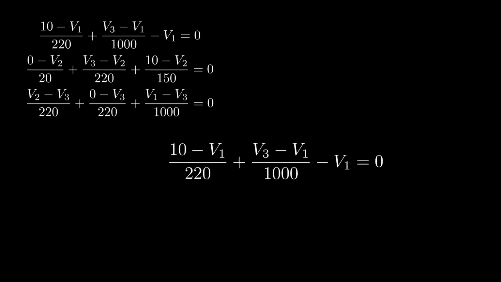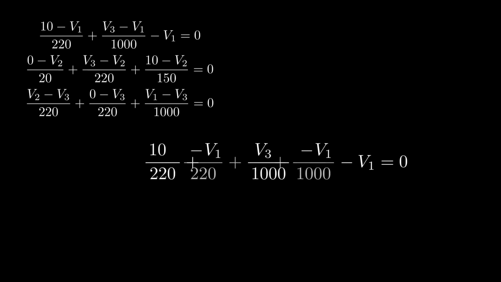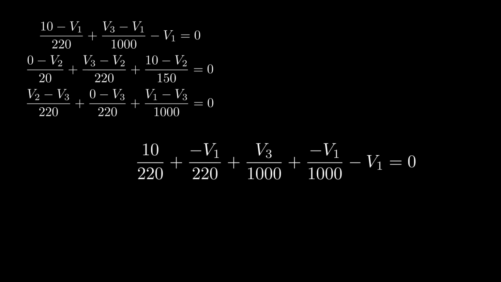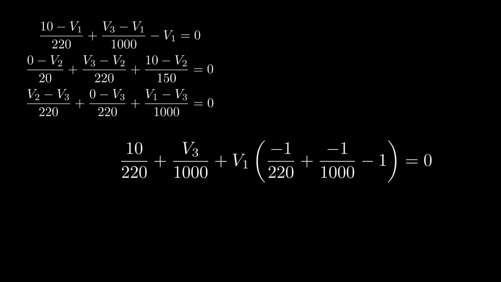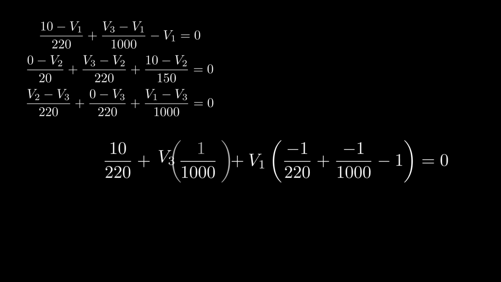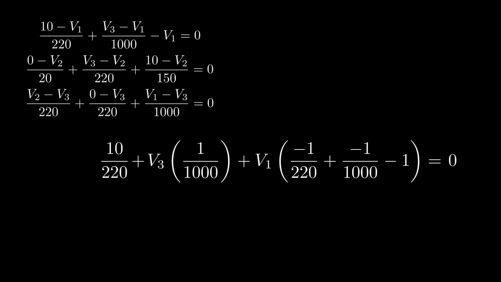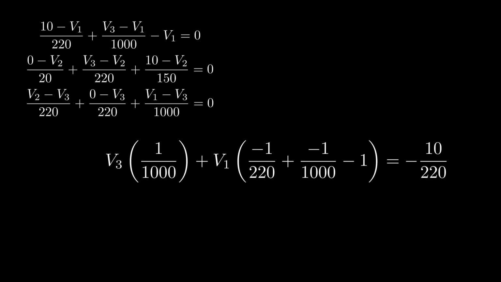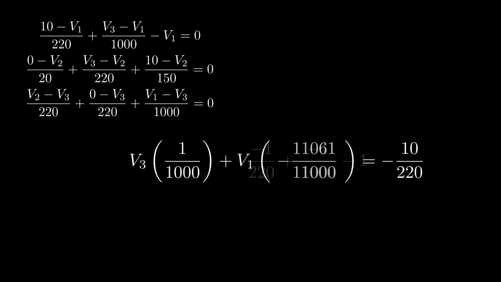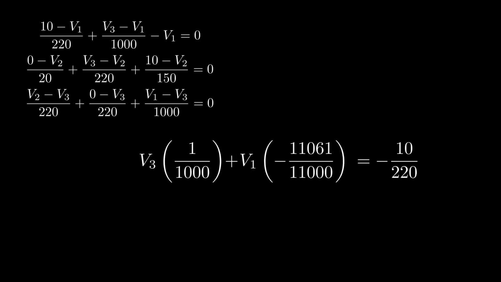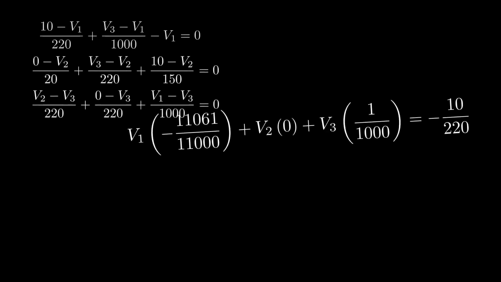Okay, so we first copy the first row and then split the fractions' denominators, 220 and 1000, like so. Then we will need to reorder the terms so that we can factor out the v1 and replace everything with 1s where there were v1s. Do the same thing for term v3 and subtract 10 over 220 on both sides to get that negative fraction on the right side. Simplify the big scary fraction, and lastly tack on a 0 to that non-existent v2 term.